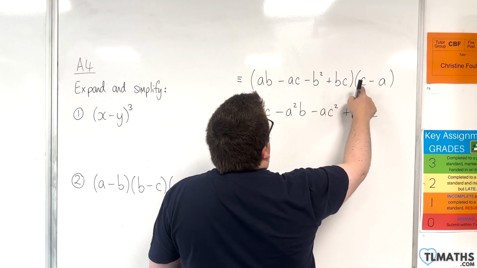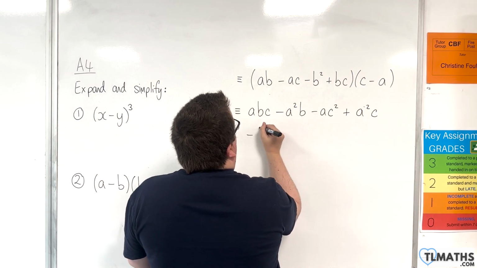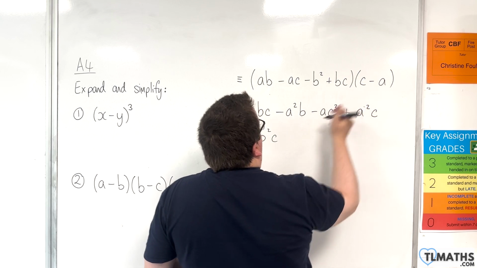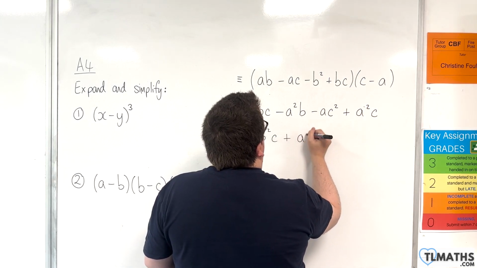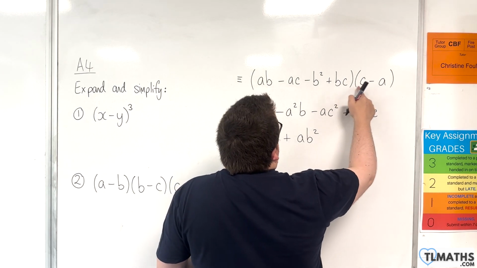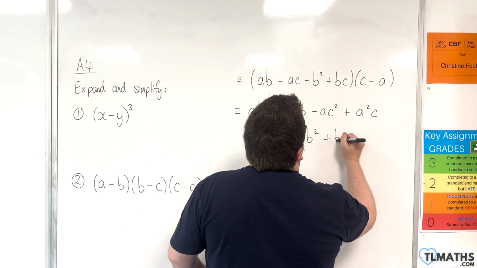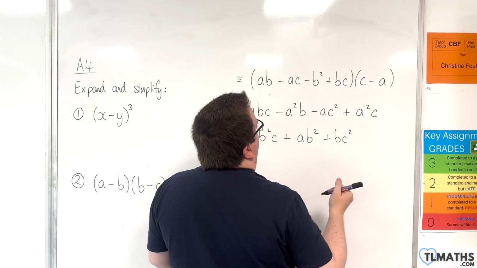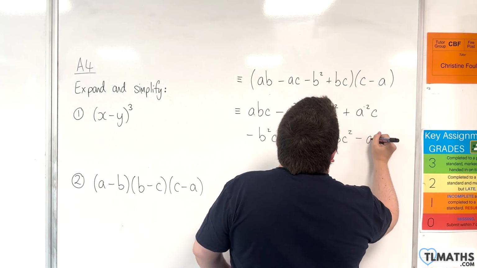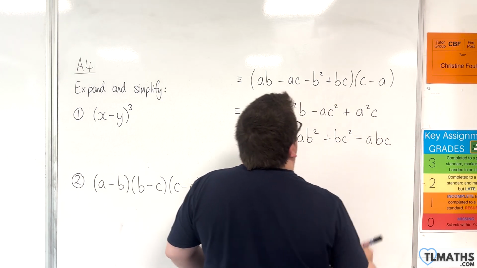We've got minus b squared times c, so minus b squared c. And then minus b squared times minus a is plus ab squared. Then we have bc times c, so bc squared. And then bc times minus a, so minus abc.